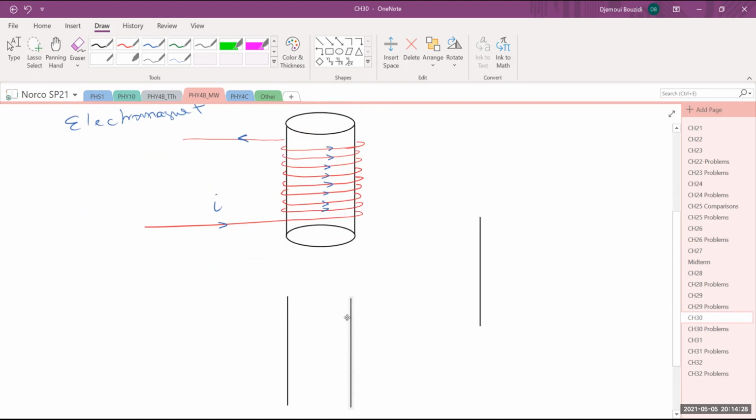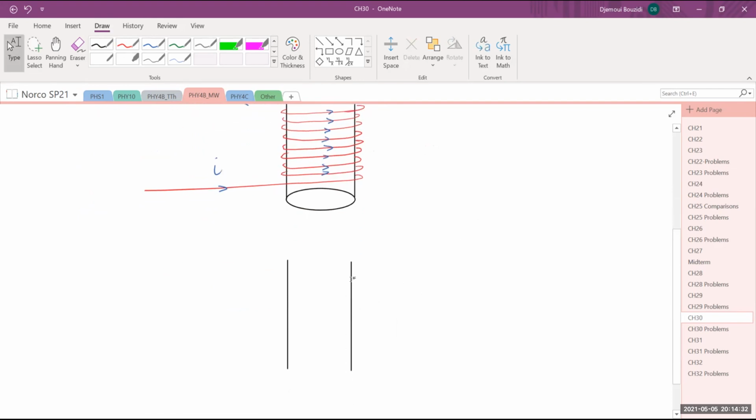This is where the second wire is. So assuming I made a cut in it, this is how it looks like. This is a mathematical cut, not a real cut. Don't do it, because if you do it, you're not going to have any current flowing through the wire. So this is how it looks like. Okay.